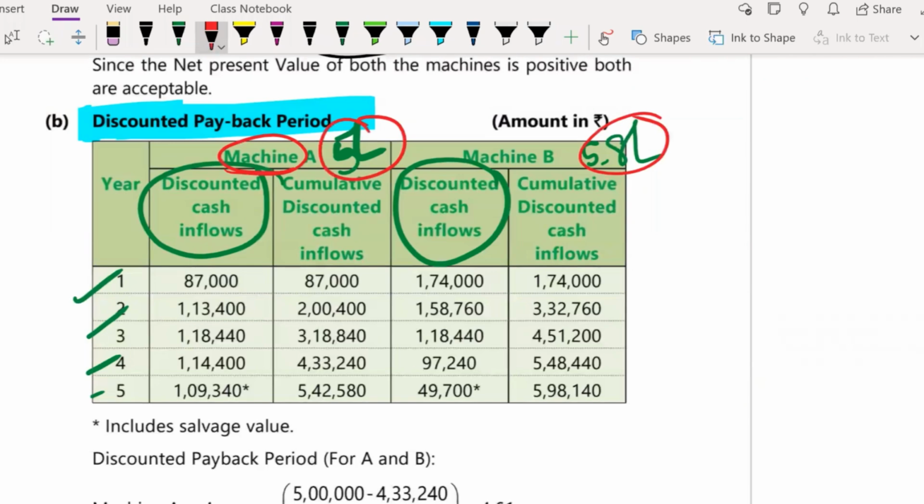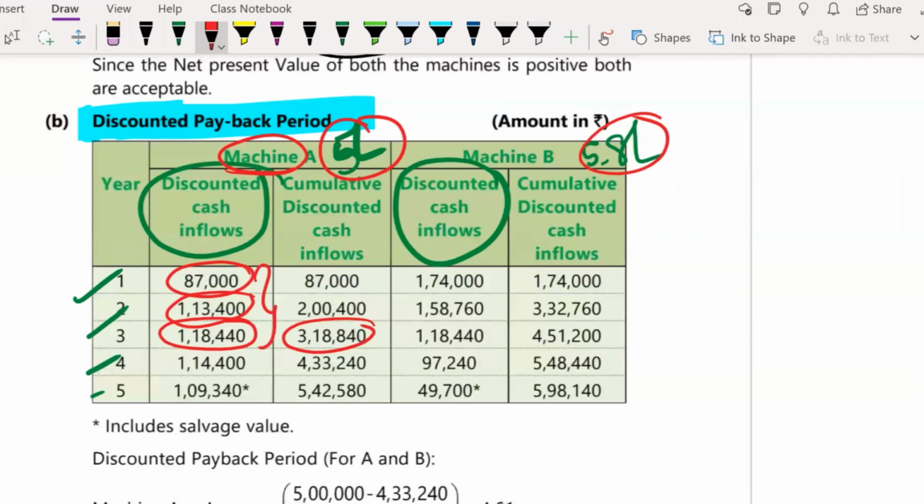So in machine A, you have to see how much time it takes to recover 5 lakh. In year 1, you will be able to recover 87,000. In year 2, you will be able to recover 1,13,400. That means in year 2, you have to see cumulatively, including year 1 and year 2, how much you will get: 2,04,000. In year 3, this much. Then the cumulative of year 3 is 3,18,840. That means a total of 3 years.